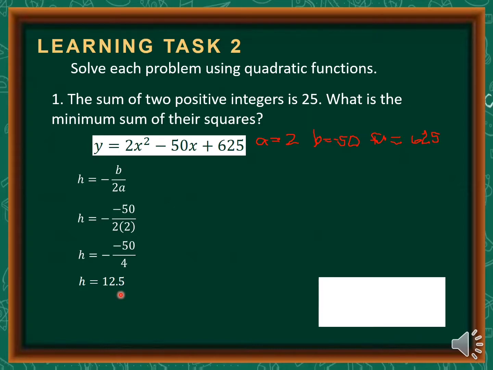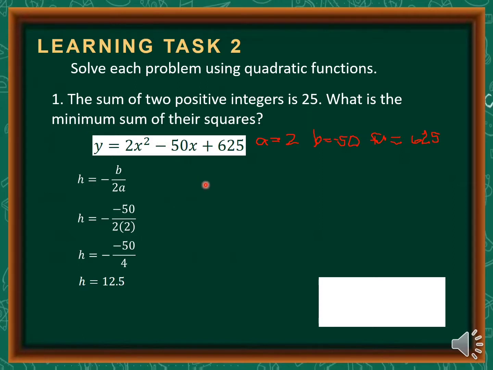Ibig sabihin, it determines the number or the numbers or the positive integers na tinutukoy sa ating problem. That is 12.5. Right? How about yung tinatanong, the minimum sum of their squares?